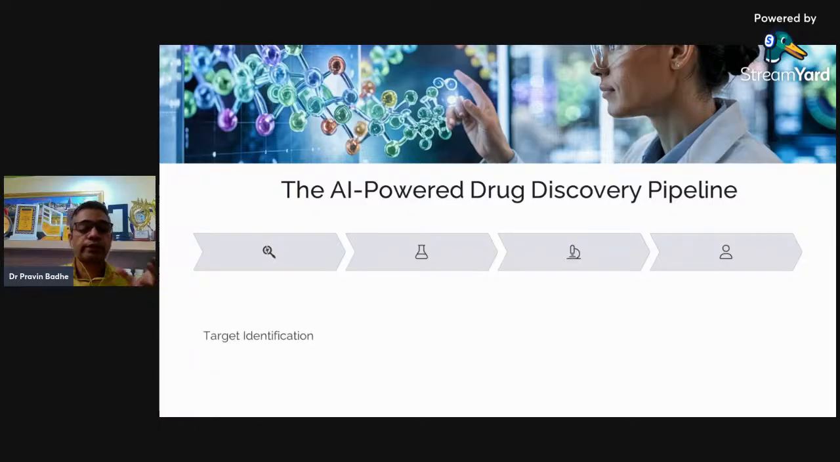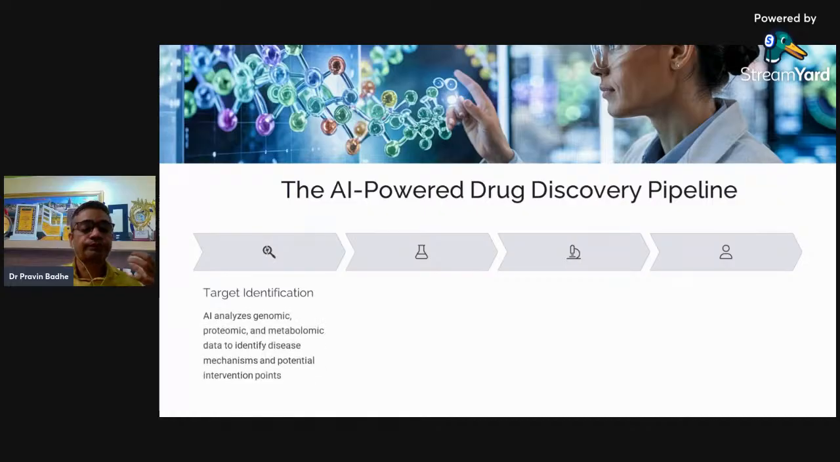For the first step, where target identification and validation is important, AI is analyzing the genomic, proteomic, and metabolomic data to identify the mechanism of the disease, and simultaneously identifying the potential intervention points. So, with the help of AI, you can look into the databases which are already there, and a lot of work has already been done on the target. So, you can identify the targets, and you can validate those targets.